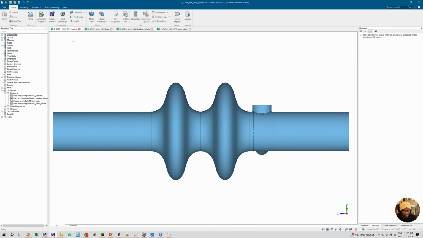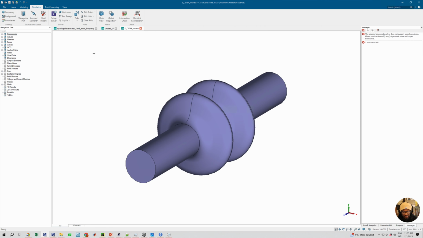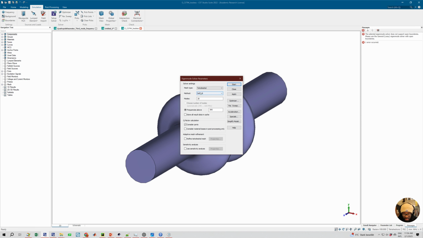So in CST Studio you have these different solvers. You have automatic, you have classical, which is the lossless, and also general, which is the lossy. Now this is CST version 2023. If you go to 2022, then what you have for the eigenmode solver is the default and the lossy, so the general lossy eigenmode solver. Now the default in this case is the lossless.